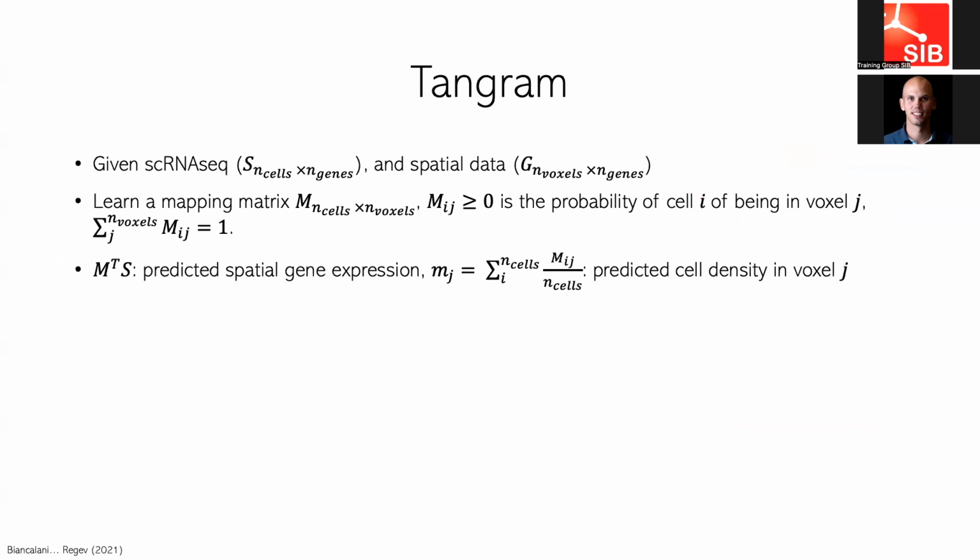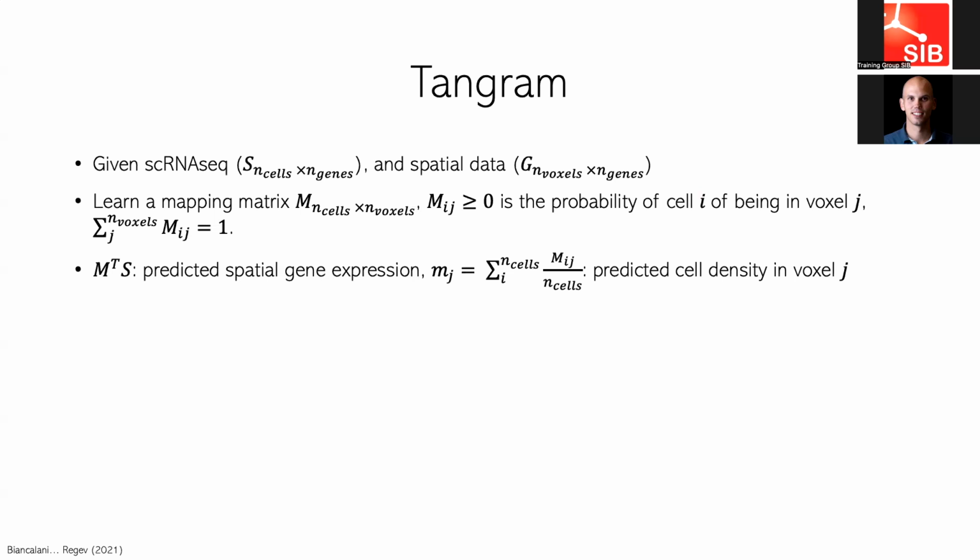Tangram is trying to learn a mapping of your single cells to spatial locations. You start with two matrices. S is your single cell data, a cell by gene matrix, and G is your spatial data, so voxels or locations by gene. What you're trying to get is a mapping. The dimensionality of this mapping matrix is cell by voxel, or cell by location, so it will tell you the most likely location of each individual cell.